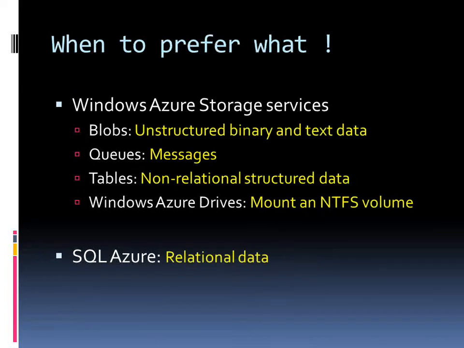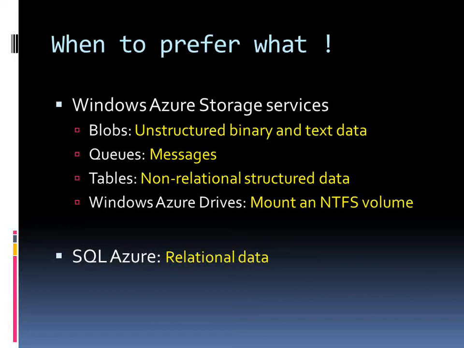So by now you definitely would have some questions on when we prefer which storage. What options should I choose when I want to store a specific thing? So here is the answer to most of your questions. In Windows Azure Storage Services, the first one to go with now is blobs. If you have unstructured binary or text data files, you can store or upload them into blobs.